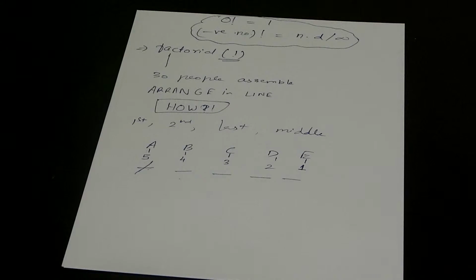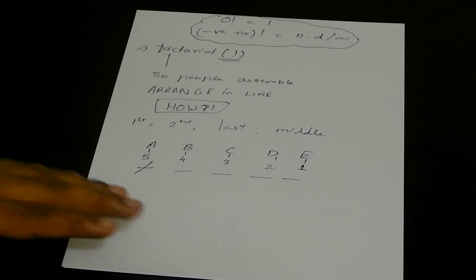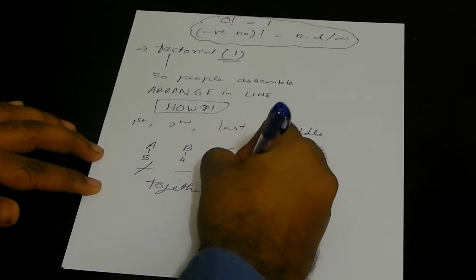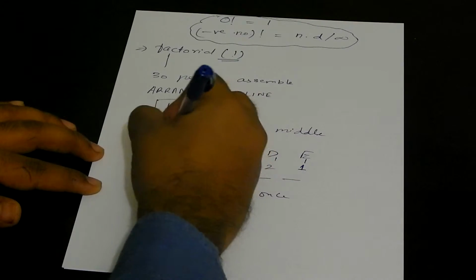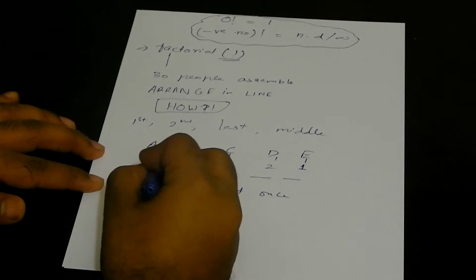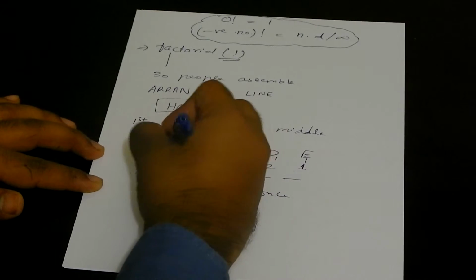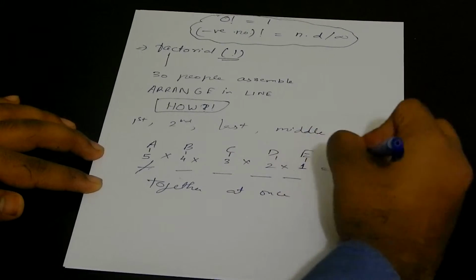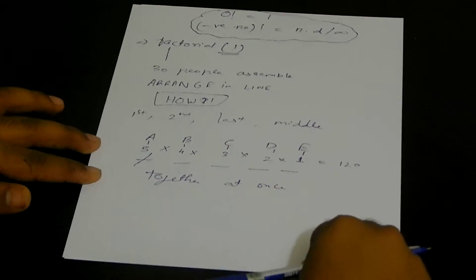So, to find the total number of arrangements possible with these seats and these 5 people, I concluded that we have to multiply, because as per our concept of the fundamental principle of counting, this is a situation of AND, because all of these people are sitting together at once. So, to find the total number of ways, we would have to multiply all of these numbers, which would be 5 into 4 into 3 into 2 into 1, which is 120.